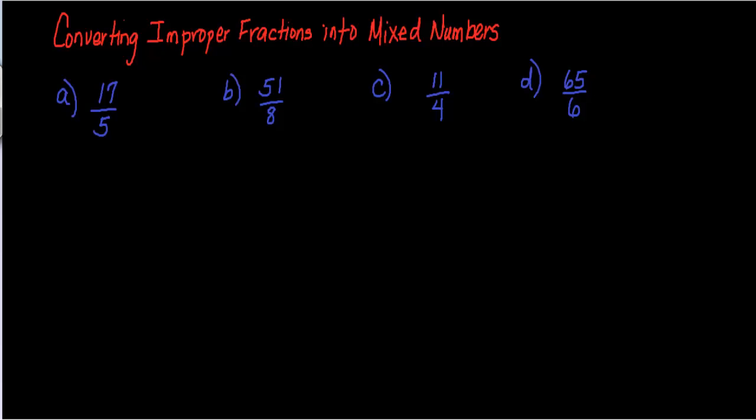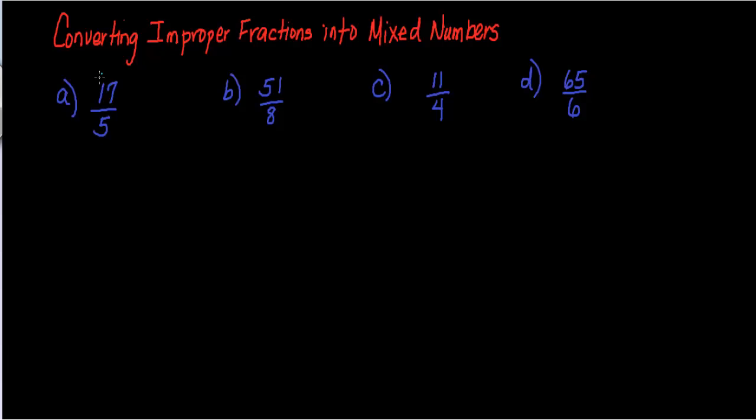Now we're going to convert improper fractions into mixed numbers. So we're doing it backwards now. Last video we converted mixed numbers into improper fractions. Now I give you an improper fraction and I want you to turn it into a mixed number. How do you know this is an improper fraction?